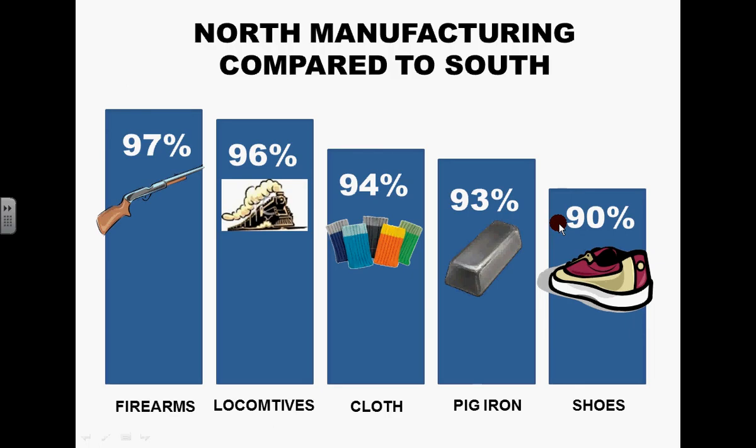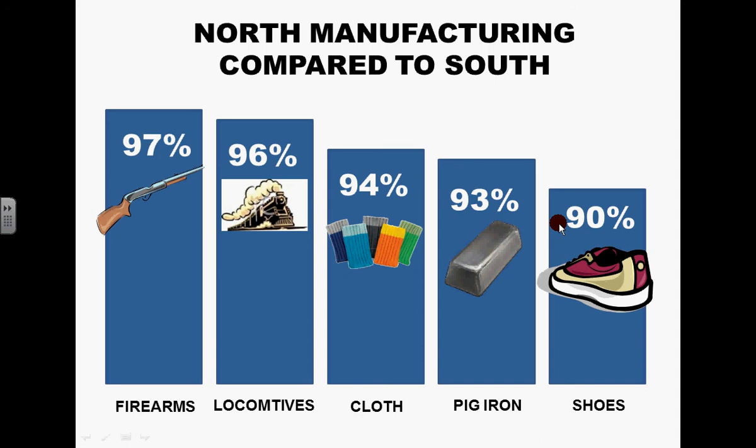I put this graph together to show some of the differences in some particular items, and what you're seeing is the percentage of these items that are manufactured in the north. So obviously firearms are going to be very important in the war effort. 97% of the firearms produced in the United States at this time when the war breaks out is produced in northern states. Locomotives, 96%. Cloth, 94%.